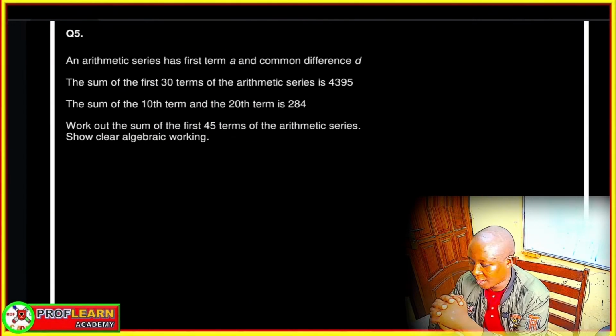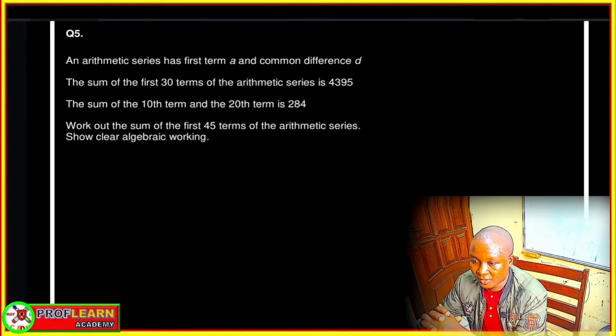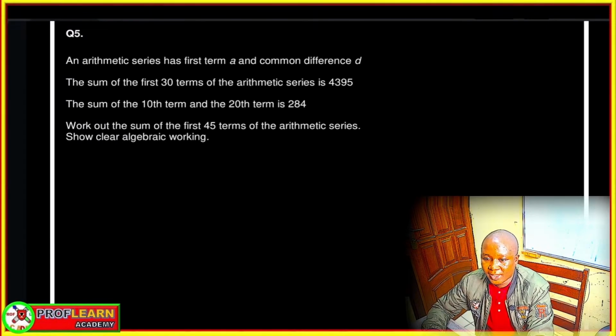An arithmetic series has first term A and a common difference D. The sum of the first 30 terms of the series is 4395. And the sum of the 10th term and the 20th term is 284. Work out the sum of the first 55 terms of this arithmetic series. So which means that we have to find the first term, and we know the common difference, for us to proceed in this particular path.